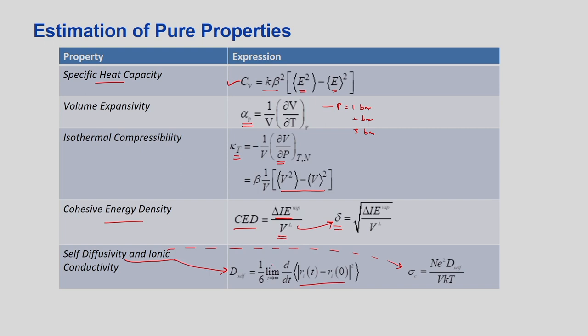With these values, because you have calculated the self diffusivity, you can also calculate the ionic conductivity. N is the number of molecules, E is the electronic charge, V is the volume of the cell, K is the Boltzmann constant, T is the temperature. So, you can calculate many such physical properties from the ensemble average values.